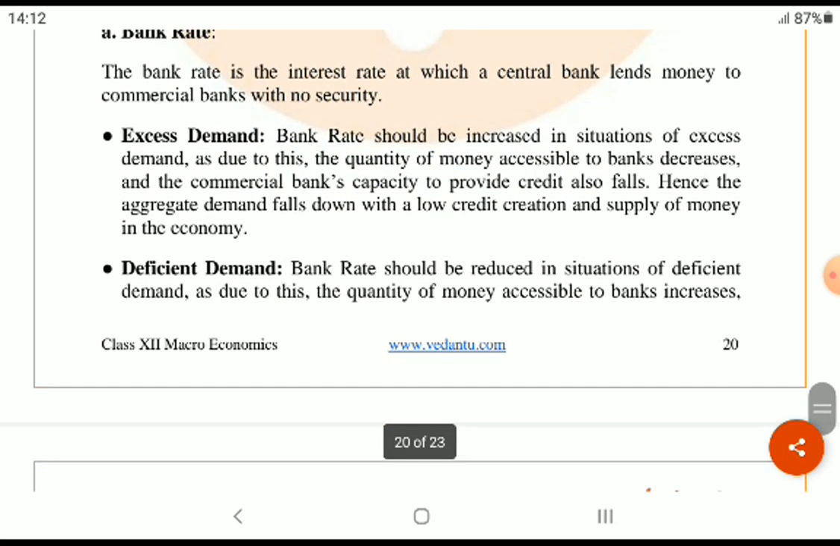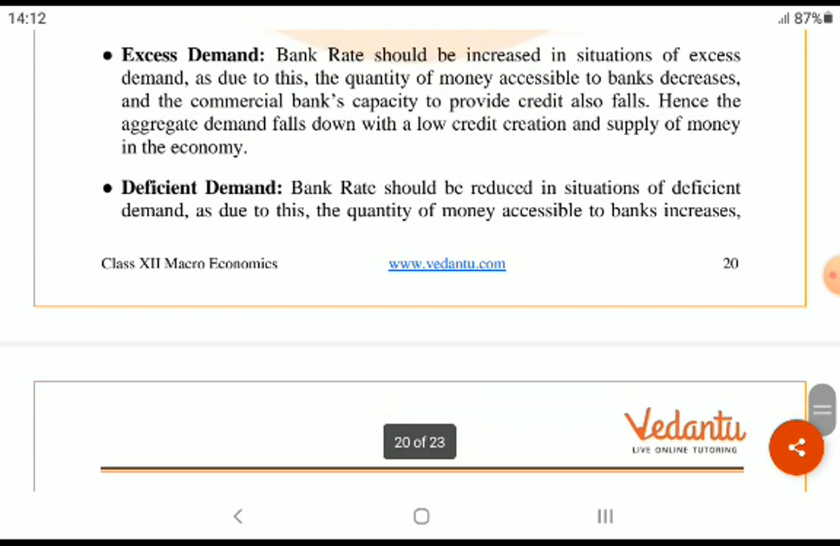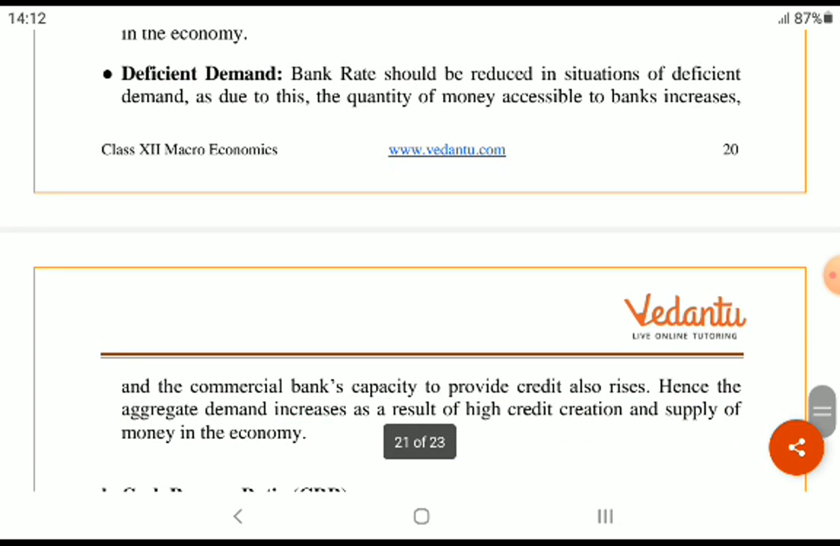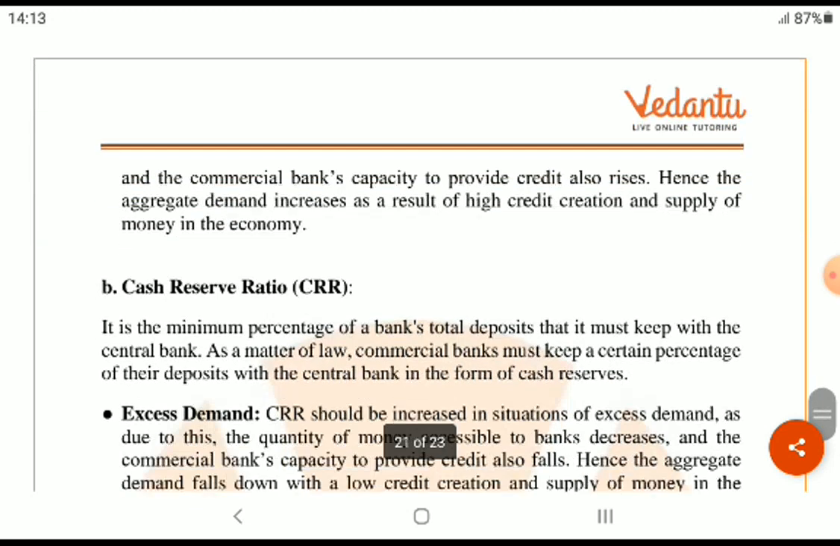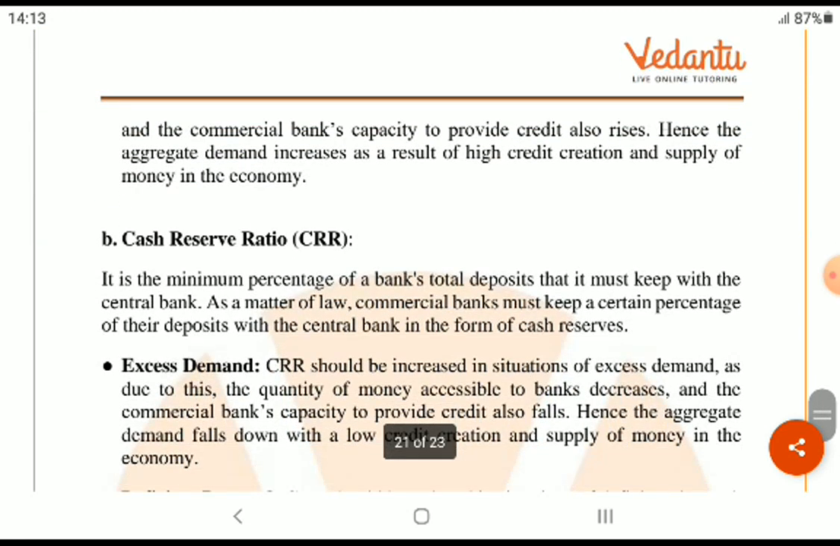Excess demand: bank rate should be increased in a situation of excess demand, as due to this the quantity of money accessible to banks decreases and the commercial banks' capacity to provide credit also falls. Next is deficit demand. Bank rate should be reduced in the situation of deficit demand, as due to this the quantity of money accessible to banks increases and the commercial banks' capacity to provide credit also rises.